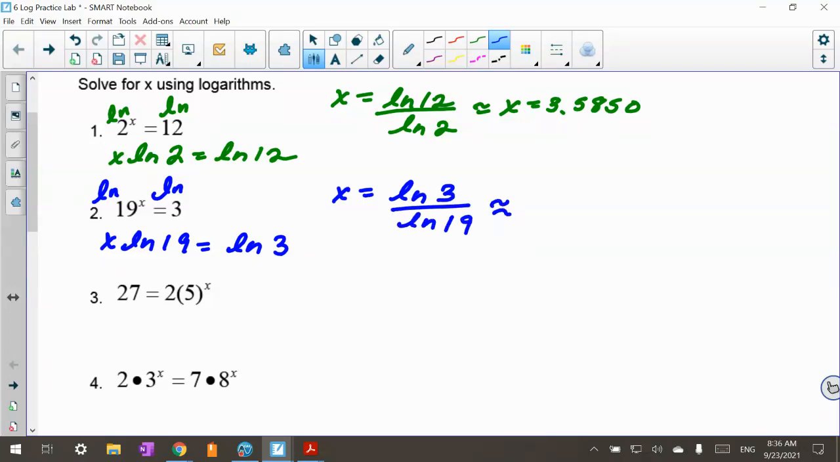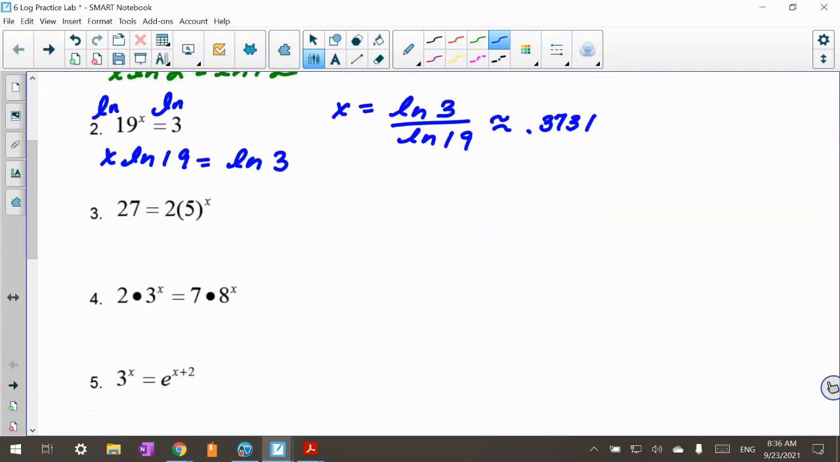And when I put that in my calculator, I get 0.3731. And you can check these by plugging it back in. It won't give you exact sometimes, but you could plug in 19 to the 0.3731, or if your answer is still left in your calculator, and you should get the answer of 3.